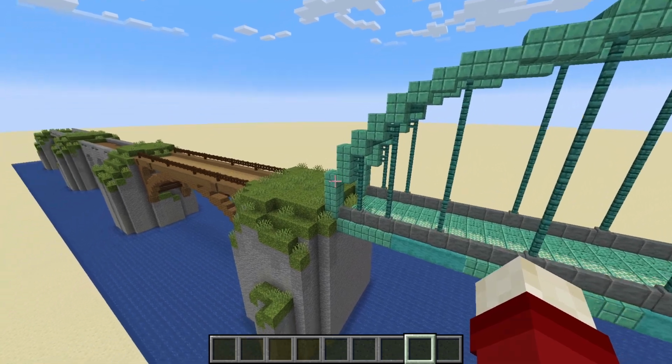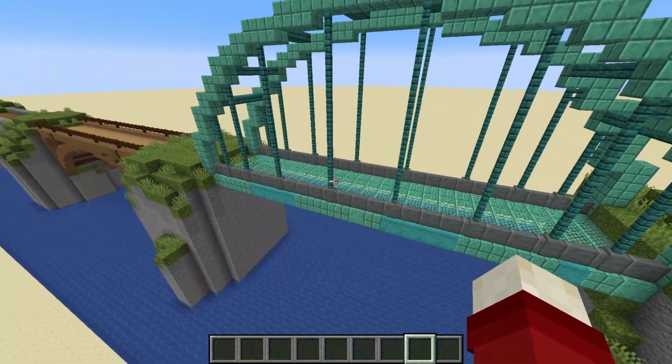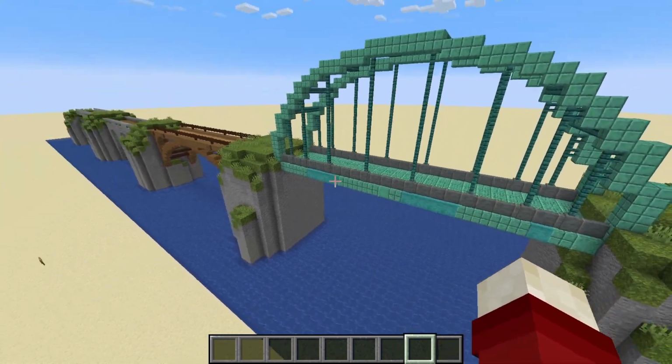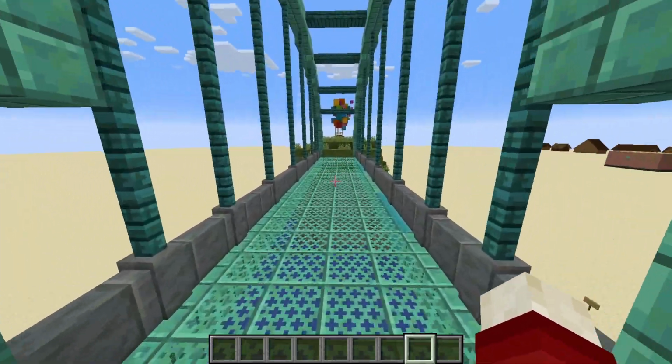And as you can see, it's basically an arch and it's holding up the bridge with these sort of ropes or these lines going down to the bridge. Now for this one, I went for a little bit of a modern theme.